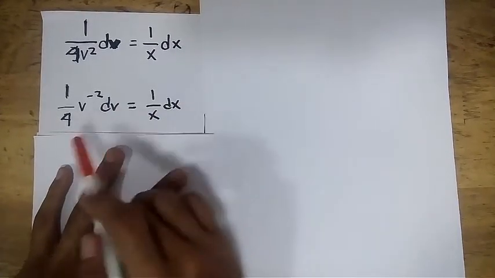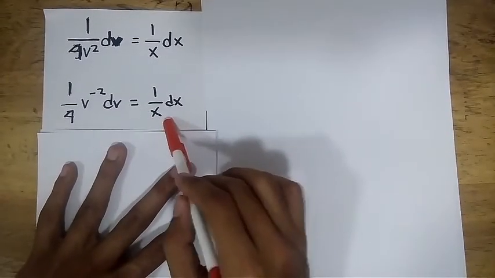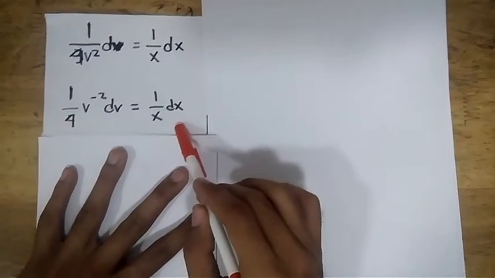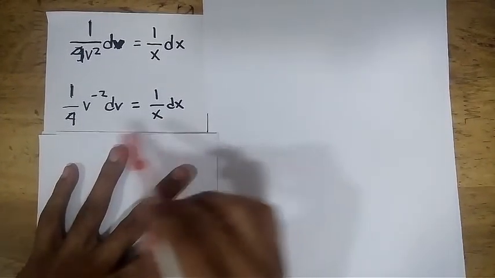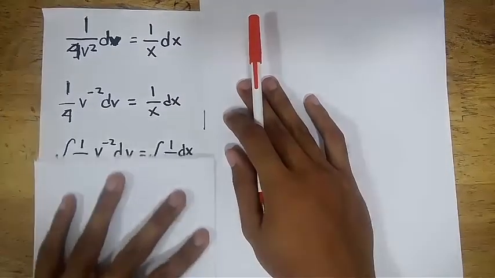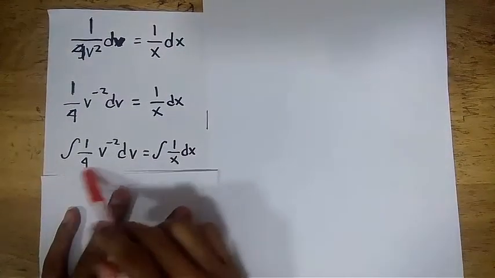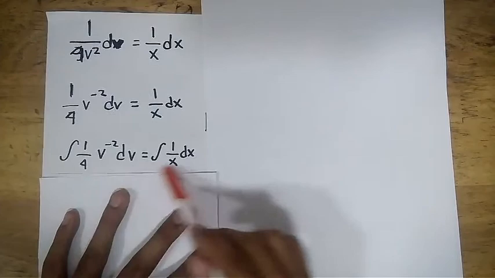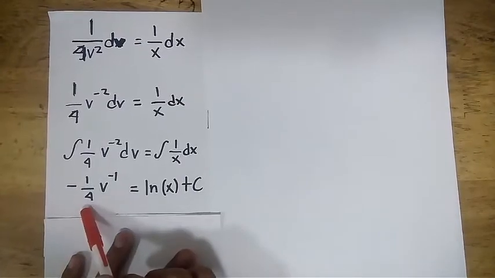So now let's proceed. 1 over 4 v raised to negative 2, we just put it on negative exponent because we reciprocate, or we put it up the variable v, times dv equals 1 over x dx. So now we could proceed to integrating both sides. The integral of 1 over 4v raised to negative 2 dv equals the integral of 1 over x dx. So the integral of it is negative 1 fourth v raised to negative 1 equals ln x plus c.